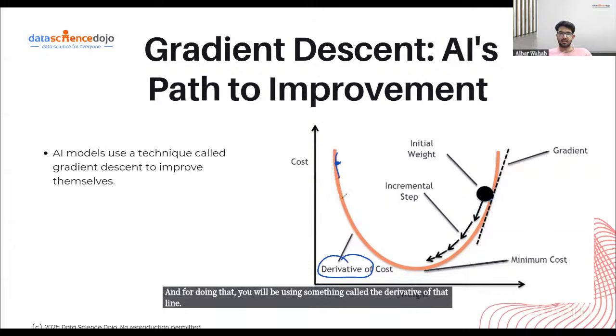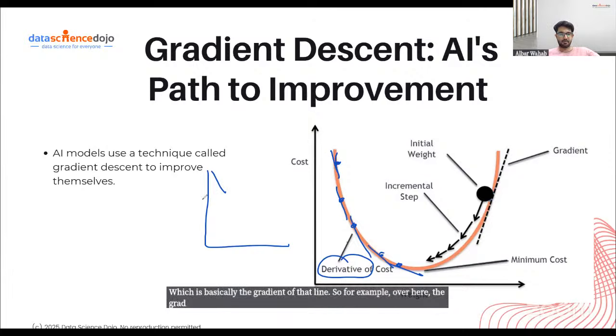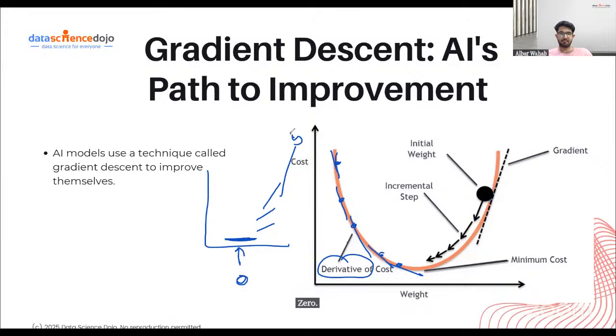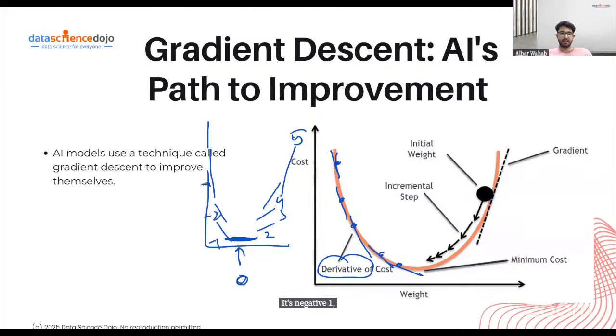So at each point, you will have a derivative of that line, which is basically the gradient of that line. For example, over here, let's start from the right-hand side, that's going to be much easier. The gradient is a lot. Then the slope is decreasing, decreasing, decreasing till it gets flat, which means the gradient over here is going to be 0. Over here, it's the most, let's say 5, then 4, 3, 2, up until it reaches 0. While over here, it's in the opposite direction, so the gradient is going to be negative. It's -1, -2, -3, -4, and -5.